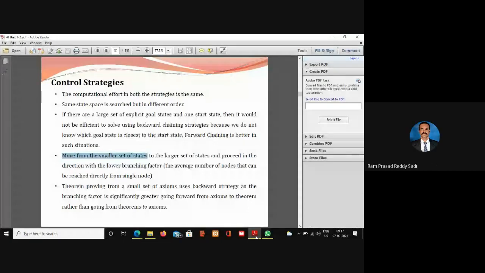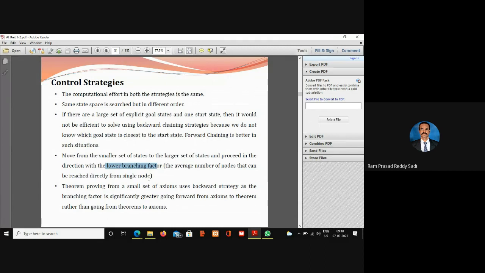Move from the smaller set of states to the larger set of states and proceed in the direction with the lower branching factor. Lower branching factor means the node that has fewer branches. The branching factor is the average number of nodes that can be reached directly from a single node.